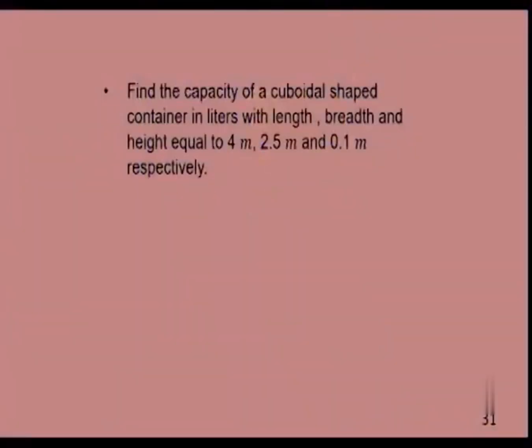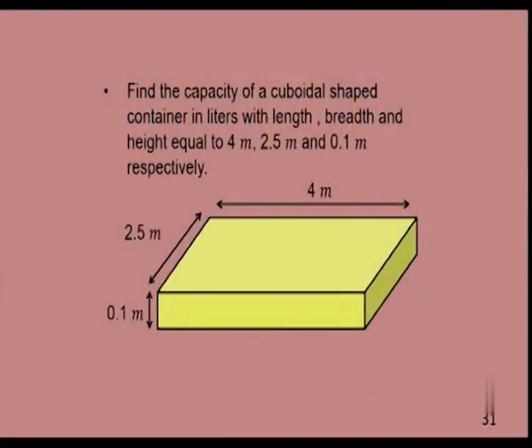Okay, let's move to the second question. Find the capacity of a cuboidal shaped container in liters with length, breadth and height equal to 4 meters, 2.5 meters and 0.1 meters respectively. Oh, we have decimal numbers here. Let's try to do this question. First of all, we are going to represent the data in the diagram. The height is 0.1 meters, the breadth is 2.5 meters and the length is 4 meters.